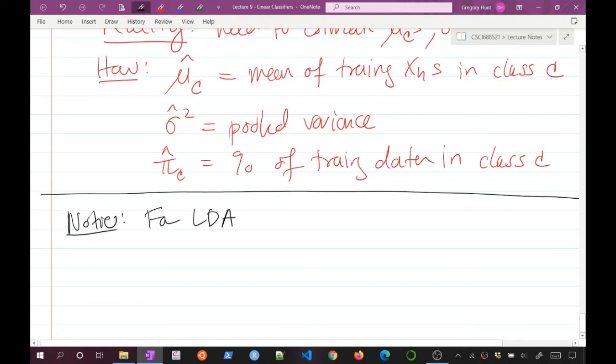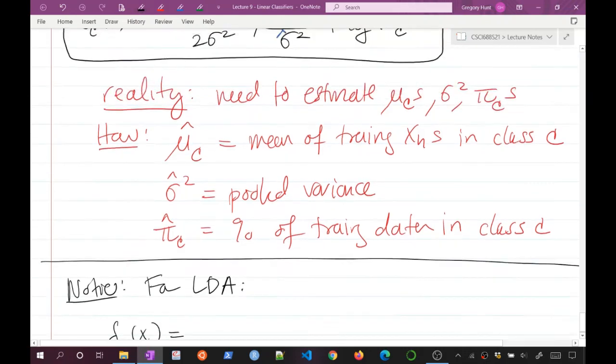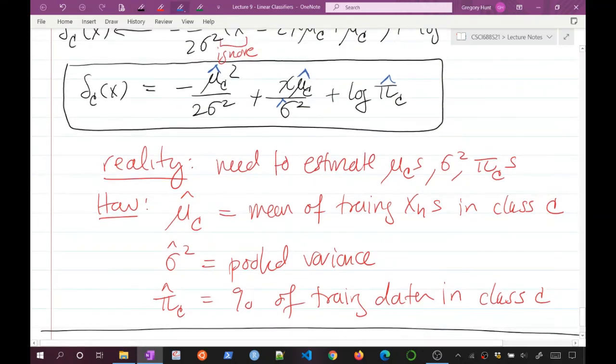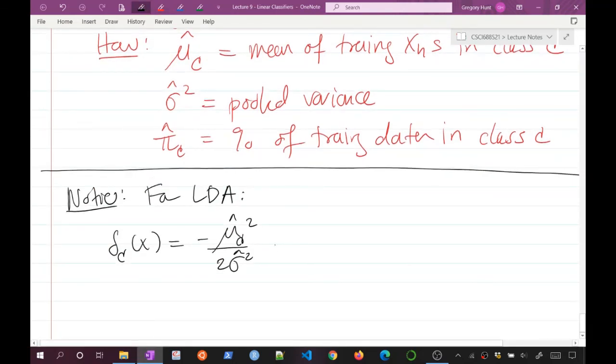For LDA, let's see if I can get this right. Negative mu_c hat squared over 2 sigma squared hat. Did I add enough hats in here? Oh, you needed a hat. Okay. And then we say it's plus, let me write it this way, plus mu_c hat over sigma squared hat times x, plus log pi_c hat.